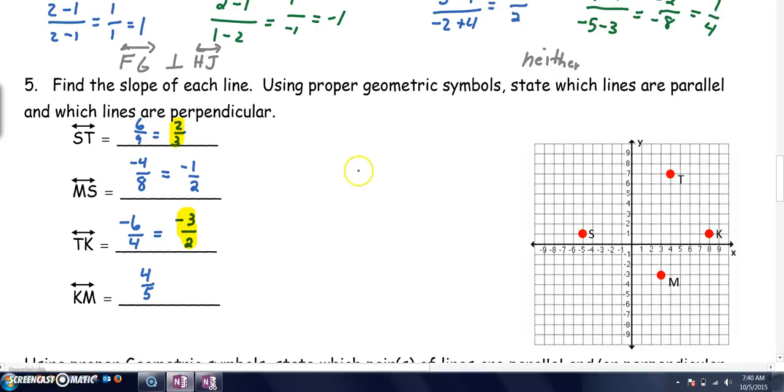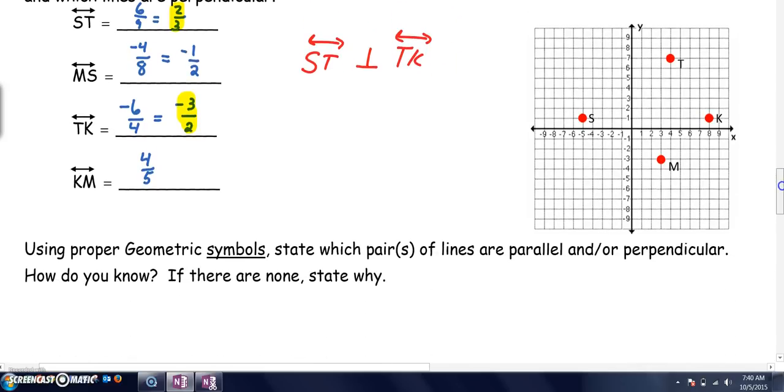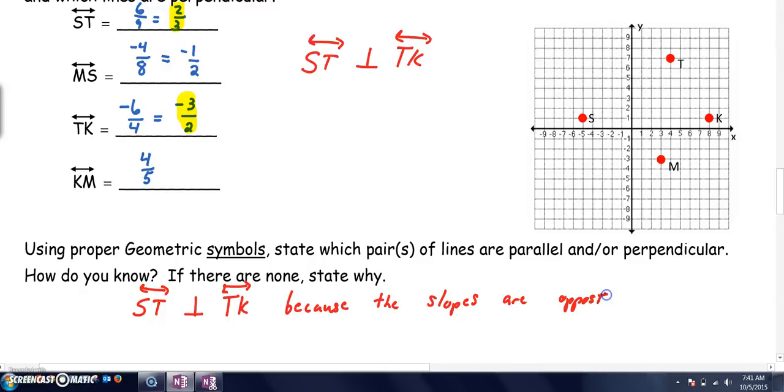So I can say that line ST is perpendicular to line TK. State which pairs are parallel and perpendicular. So we already just said the ST line is perpendicular to line TK because the slopes are opposite reciprocals.